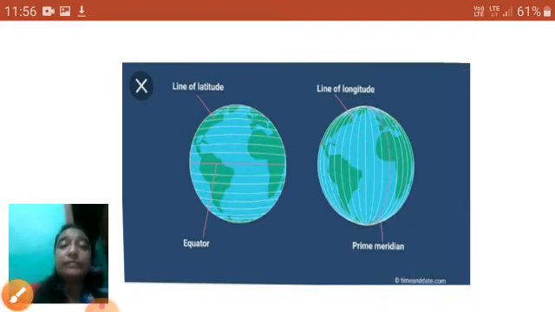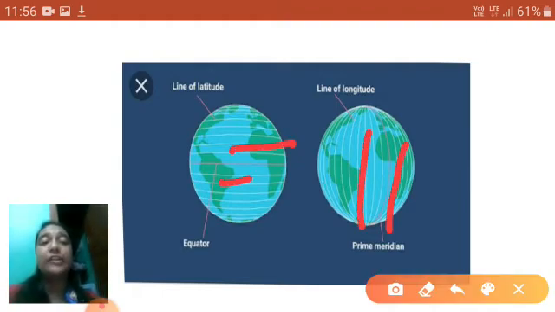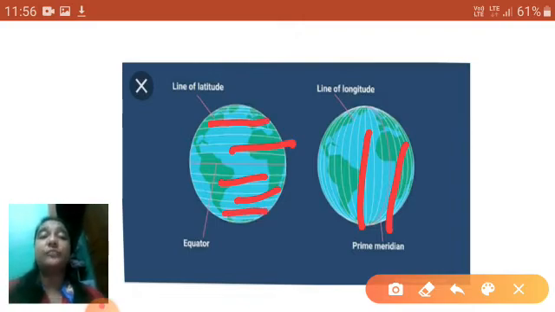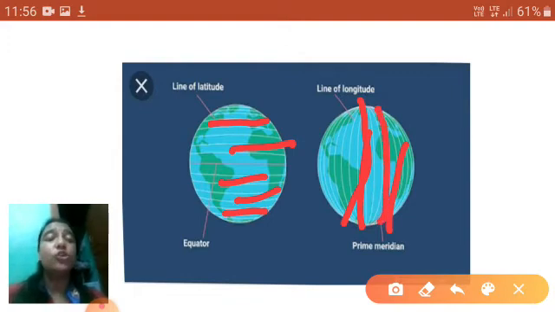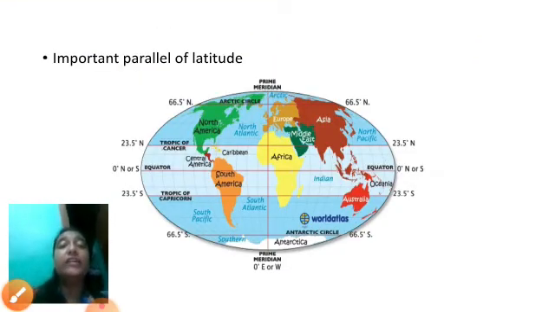Now this is what latitudes and longitudes are. Can you see? Latitudes are parallel lines. What do you mean by parallel lines? Parallel lines are those lines which will not meet each other. But do you think longitudes are parallel lines? No, longitudes are not parallel lines. They meet over here and over here. Next, we divide Earth into different parallel lines.